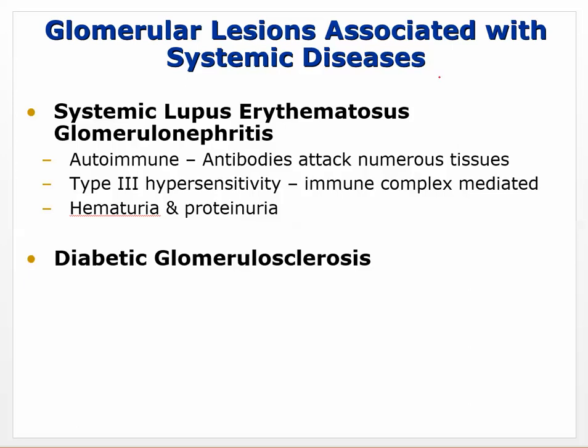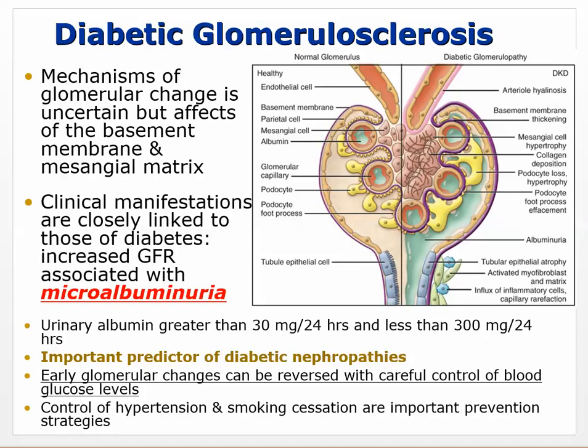Okay, so let's see, glomerular lesions associated with systemic diseases. So we already mentioned lupus tends to be a type 3 hypersensitivity. And now we're going to talk about diabetic glomerulonephritis or glomerular sclerosis. It's sclerotic, which means you're going to have a buildup of extracellular fibrous material. This is important. Well, it's all important, right? But the mechanism of glomerular change is uncertain, but it affects the basement membrane and the mesangial matrix.